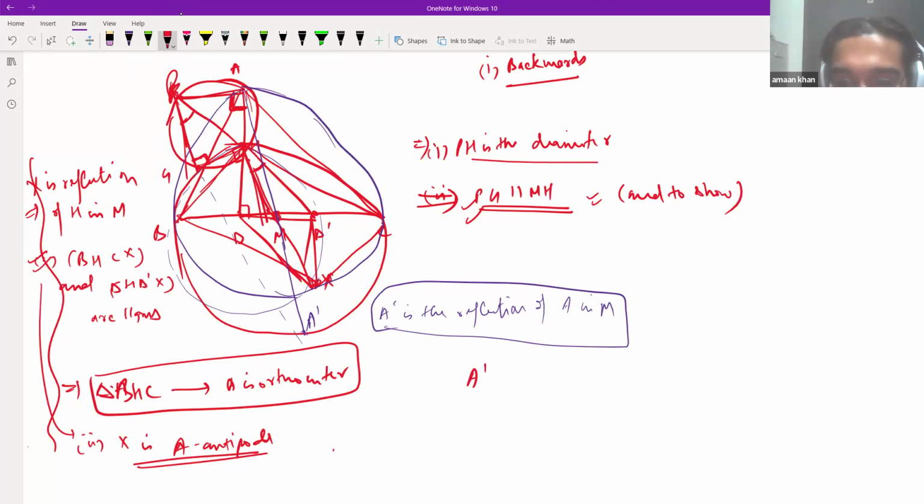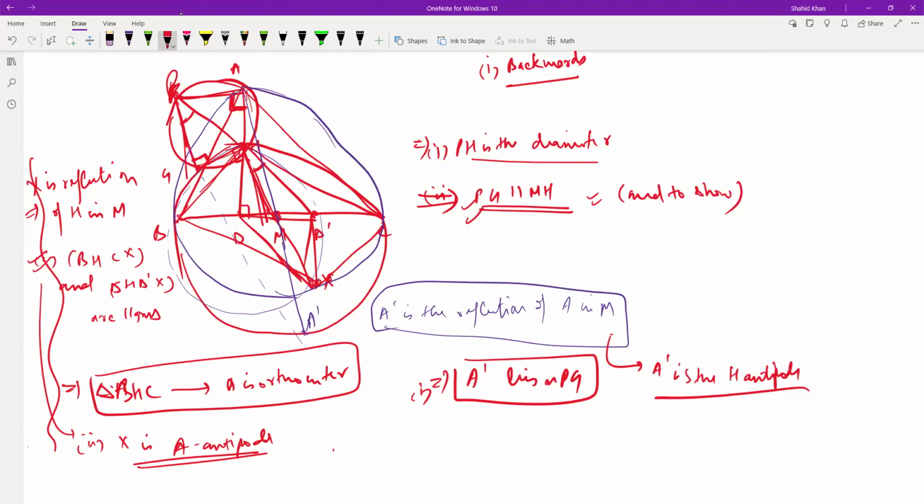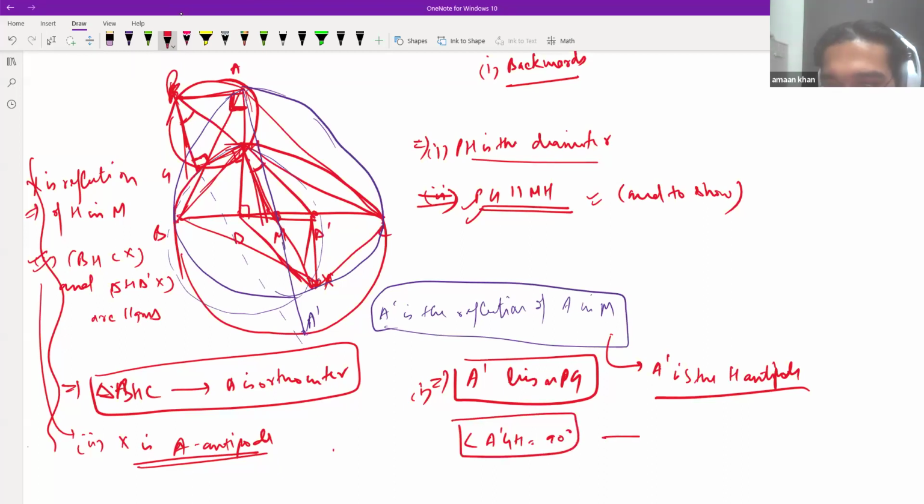Okay, so I'll write it here. Let's try to prove this. We need to prove that A'GH is also 90. And that is true because of the previous claim, right? Because A' was the HBC antipode. So that is true. So angle A'GH is 90, which implies the claim. Does everyone get this?